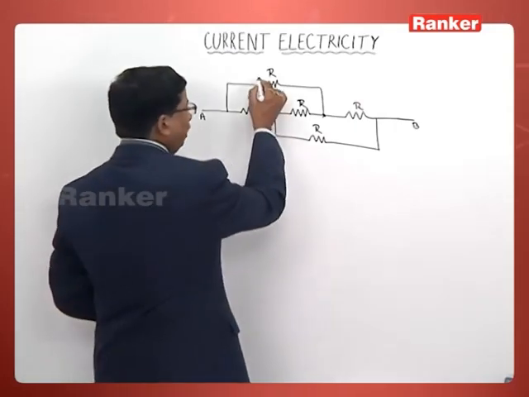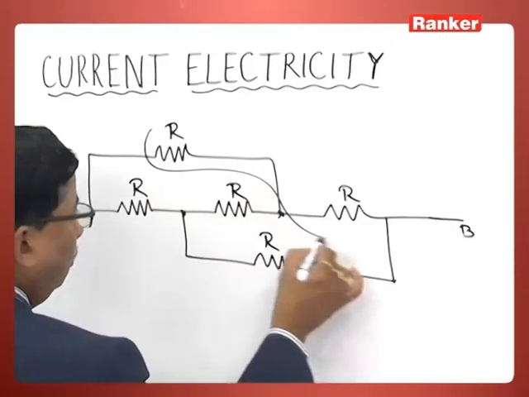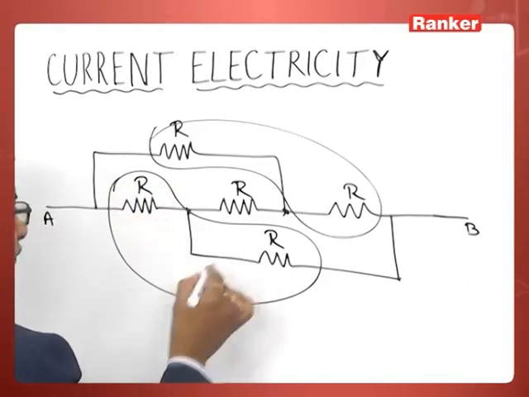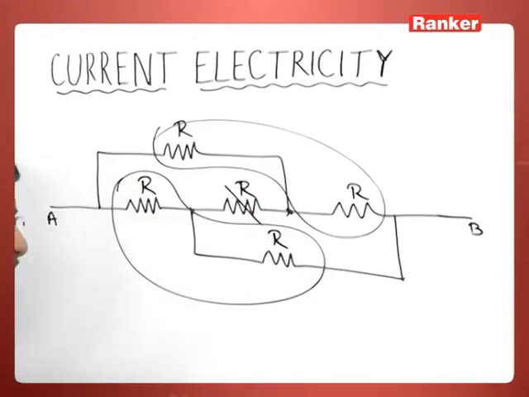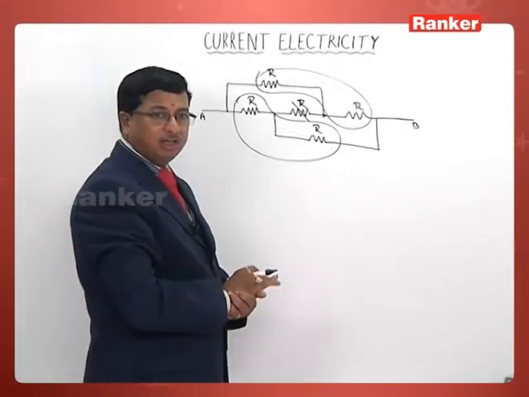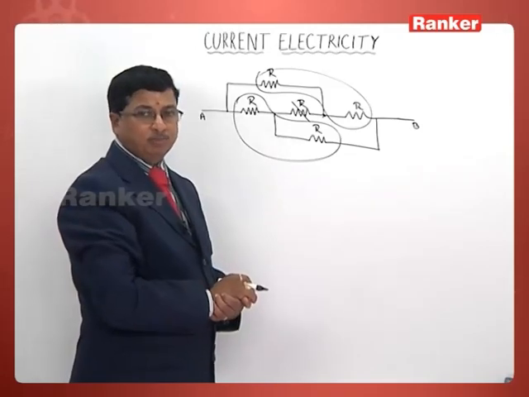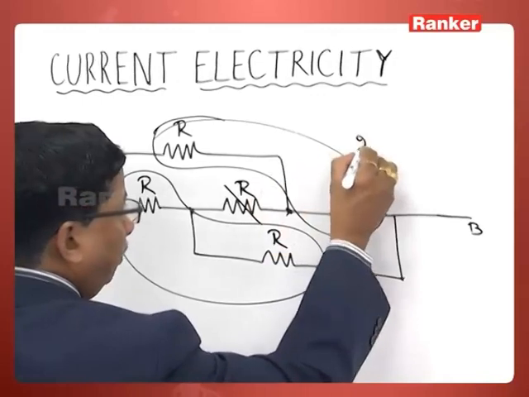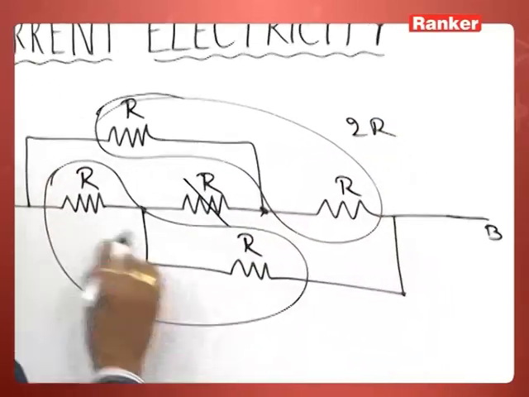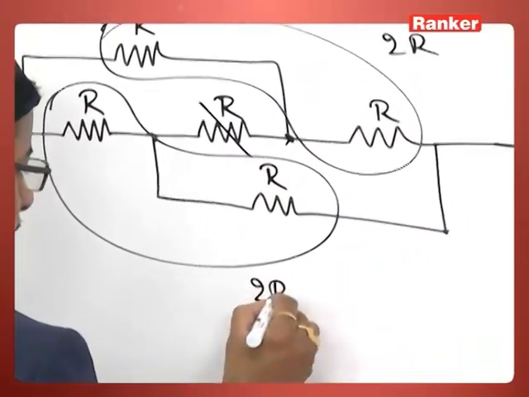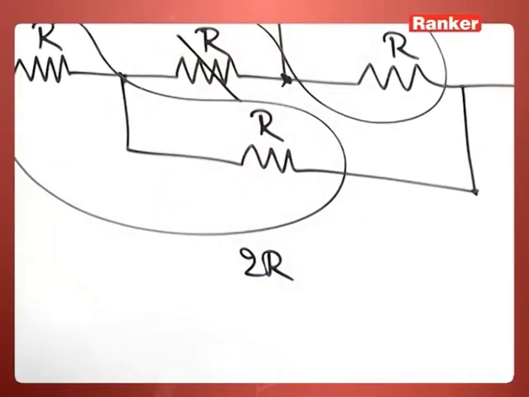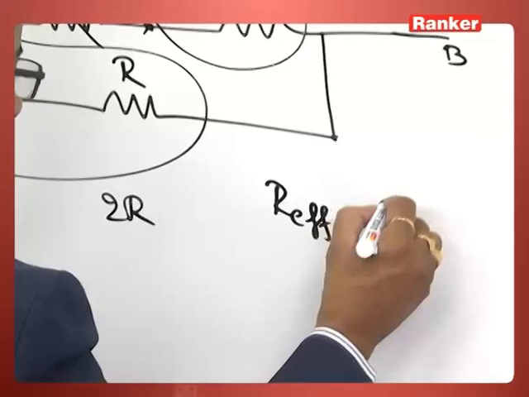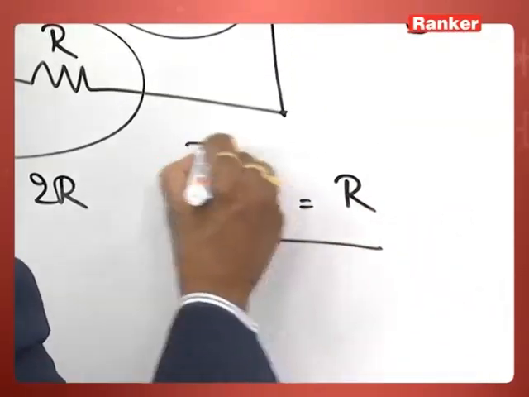Now here what you should understand, these two are in series, these two are in series, and this resistance does not carry any amount of current. So automatically we can understand when these two are in series, the value will be 2R. These two are in series, the value will be 2R. When both are now in parallel, the effective resistance in this case will now be equal to R.